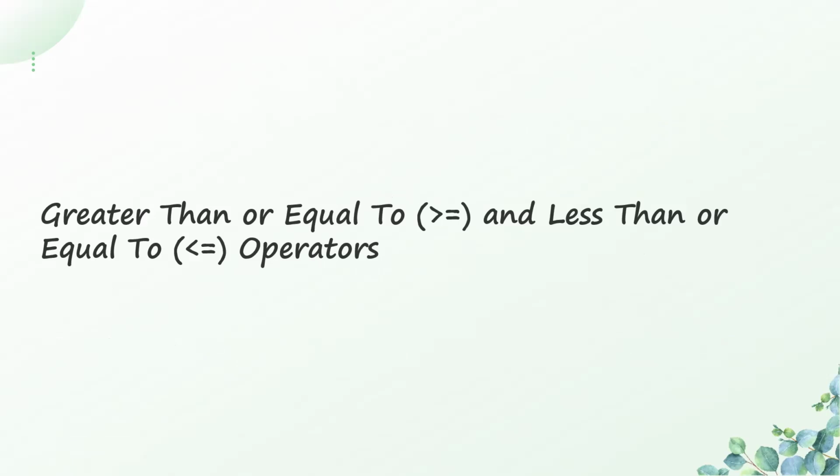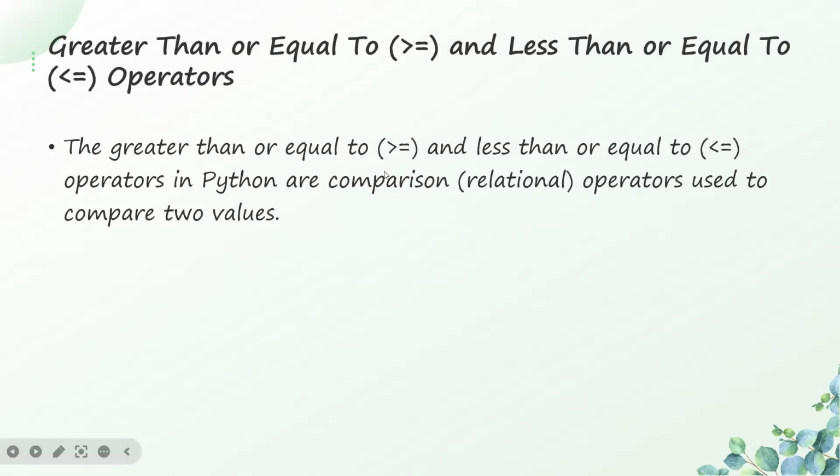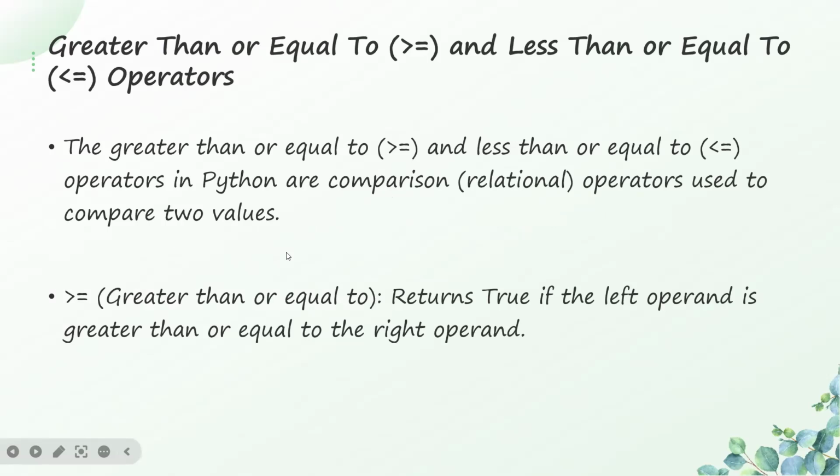So we also have another one, the greater than or equal to and less than or equal to operators. So we want to check, is this value greater than or equal to this value? So if the value is greater than or it is equal to, it will give us true. Okay. This is how you write the greater than or equal to and less than or equal to operators in Python. They are also comparison operators used to compare two values. Now, the greater than or equal to operator will return true if the left operand is greater than or equal to the right. Do you understand?